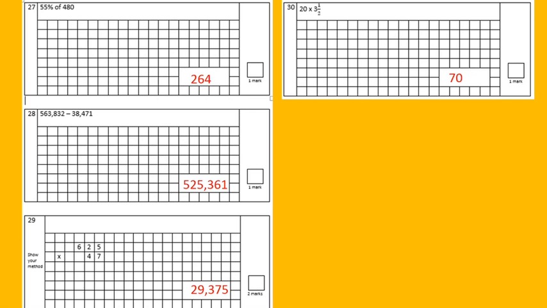Number 28, a straightforward subtraction question, definitely going to be using some exchanging here. We'll definitely need to use column method, so for that one, you have got 525,361.